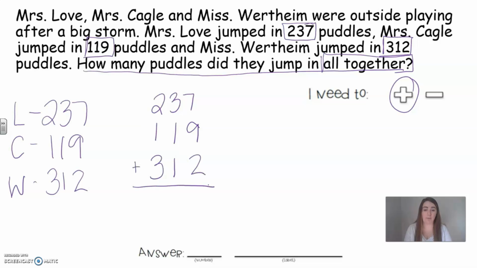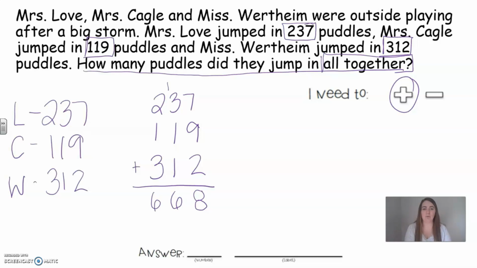Do you notice how I have all my place values lined up very neatly? That's so important. Start with our ones. 7 plus 9, 16. 16 plus 2 is 18. So we keep our 8 and we carry our 10. 1 plus 3 is 4. 4 plus 1 is 5. 5 plus 1 is 6. And let's go to our hundreds. 2 plus 1 is 3. 3 plus 3 is 6. So we got an answer of 668. That's a lot of puddles.